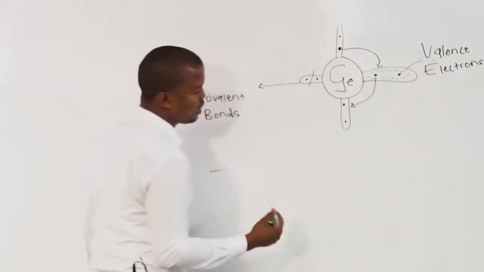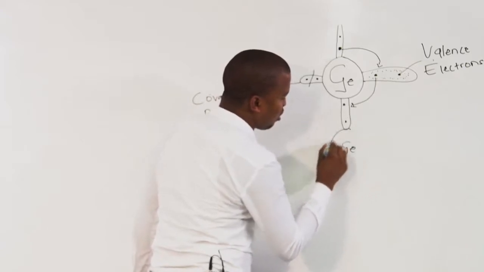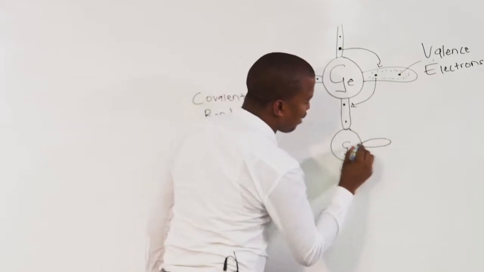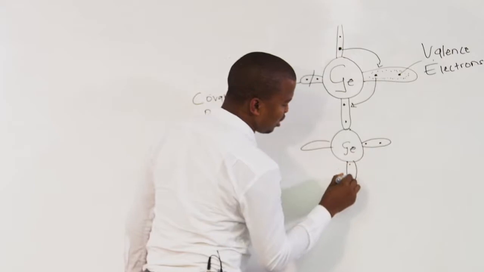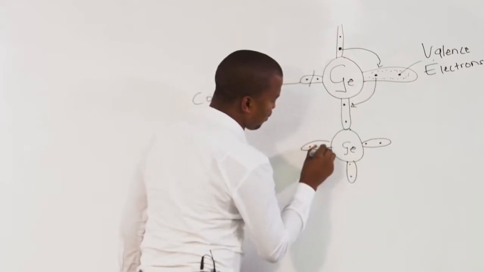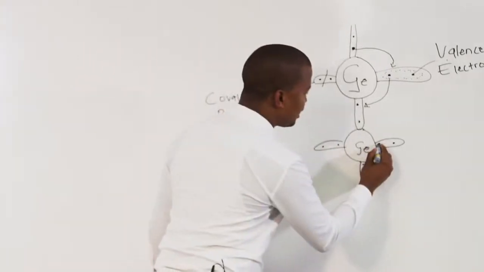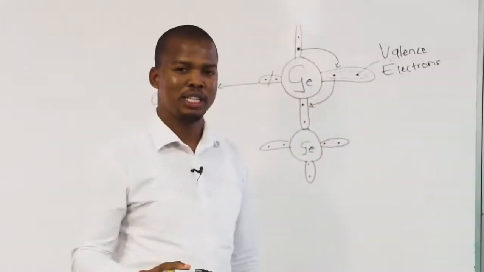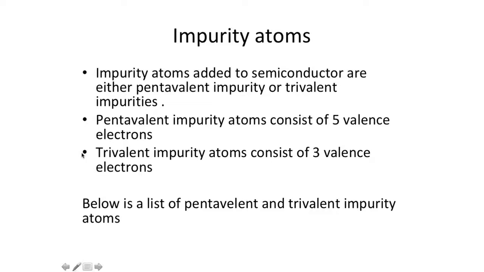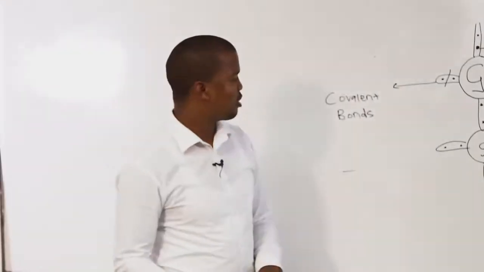And if the temperature is increased, you still have another germanium here with exactly the same number of valence electrons around it. This trend continues with an increase in temperature. I want to explain what impurity atoms are on my board. Impurity atoms are divided into pentavalent and trivalent impurity atoms.